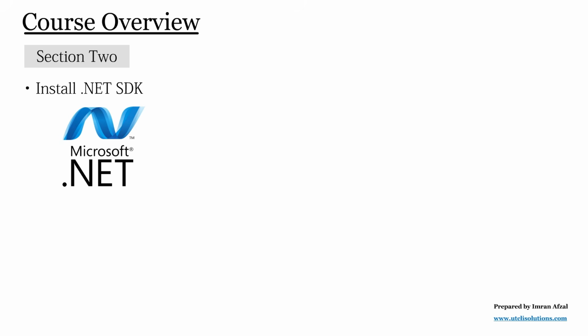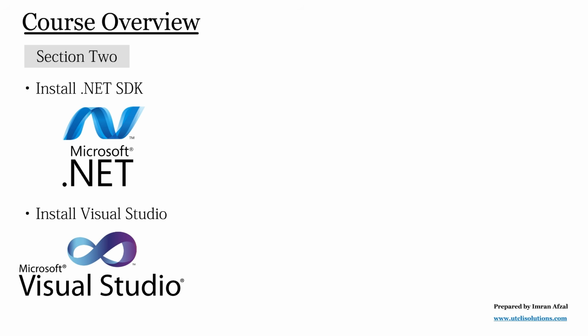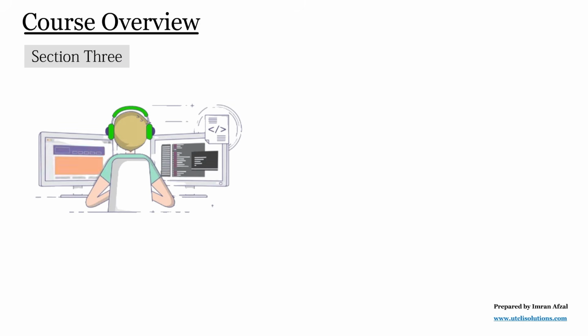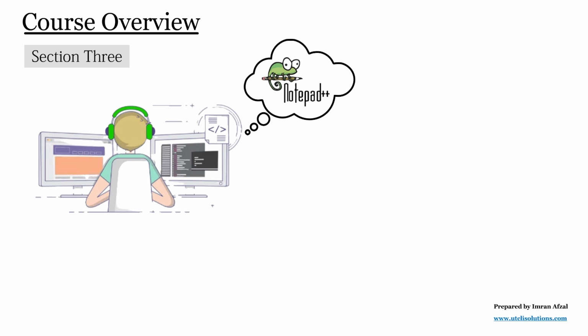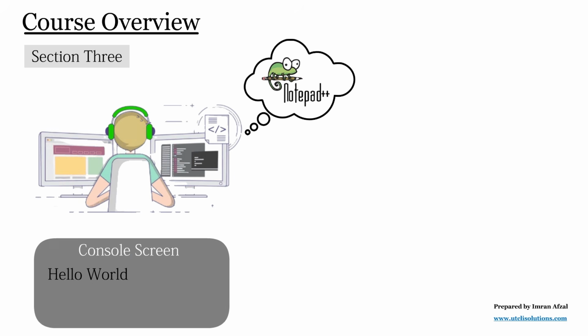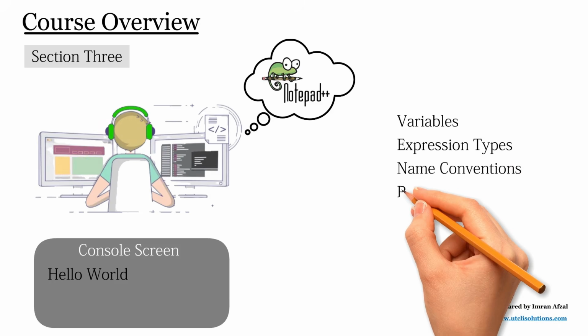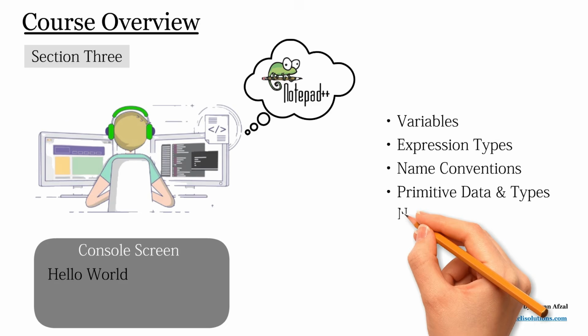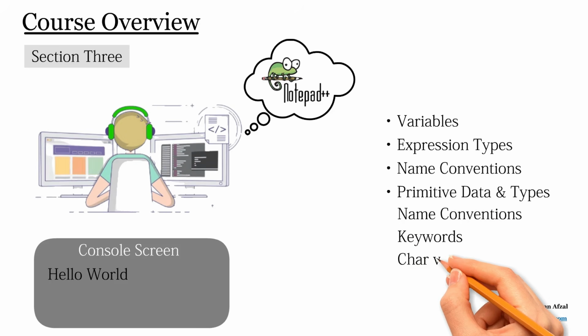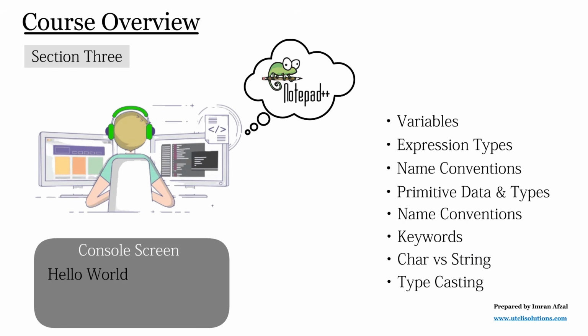This is where the fun begins. So together we will design the lab and do the installation of .NET SDK and Visual Studio in Windows. Okay, then moving on to section 3, which is the programming basics. We will start writing a simple program using Notepad. We will output the words hello world, which is a very small basic program. Then getting into C sharp variables and expression types in C sharp, naming convention, primitive data types. Naming conventions, keywords, character versus string, typecasting, and string manipulation.